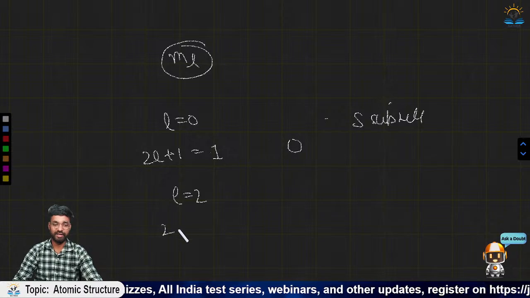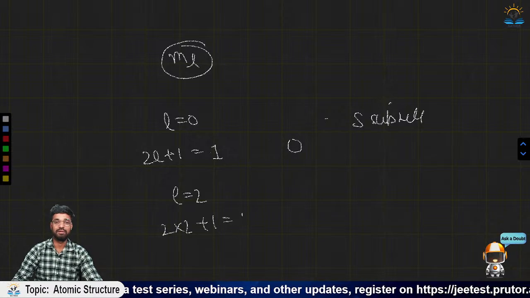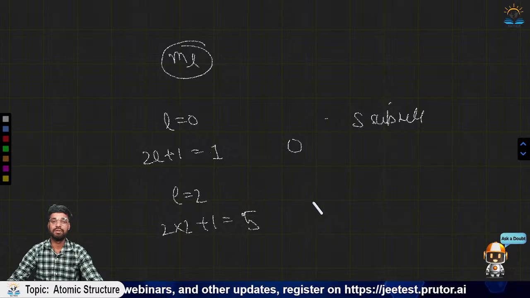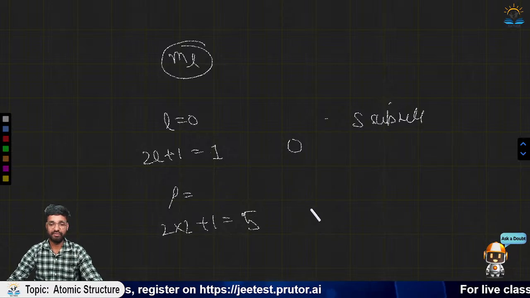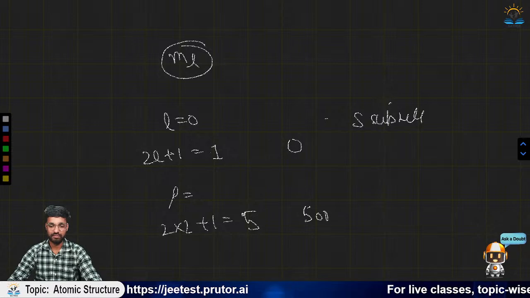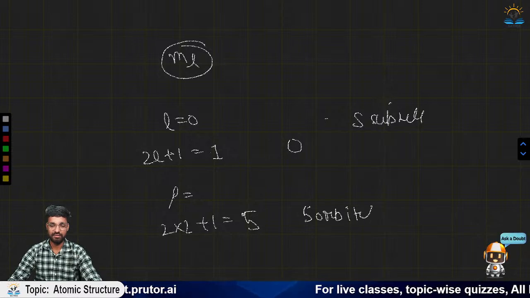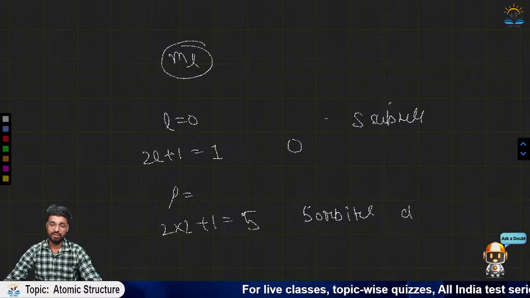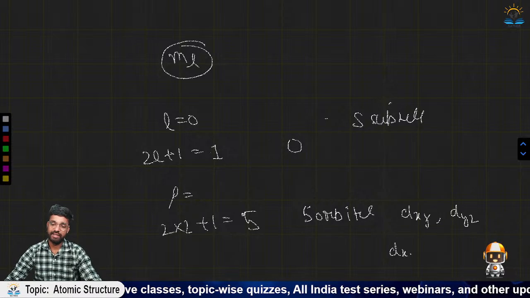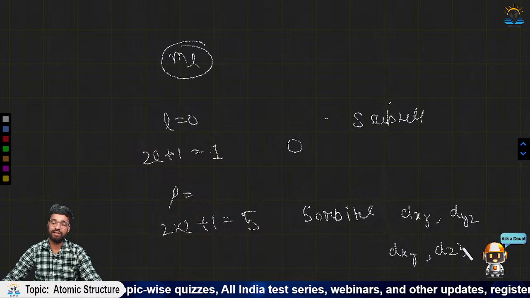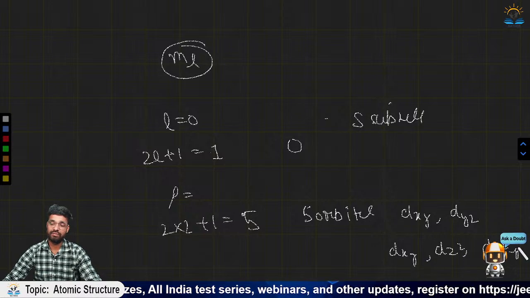Then for L equals 2, we have 2 into 2 plus 1, that is 5. So that is for the d orbital. We have 5 orbitals of the d subshell: dxy, dyz, dxz, dz square, dx square minus y square.